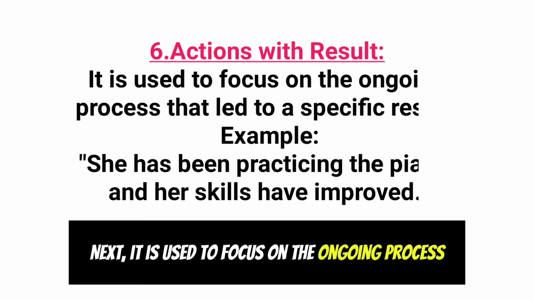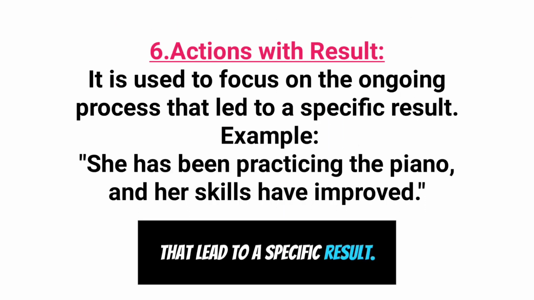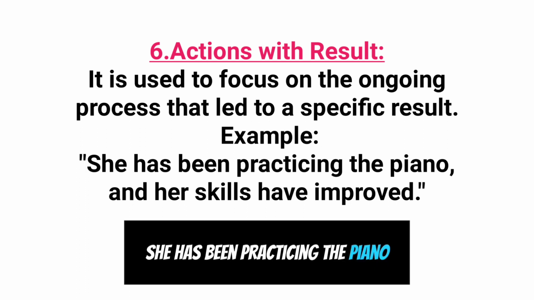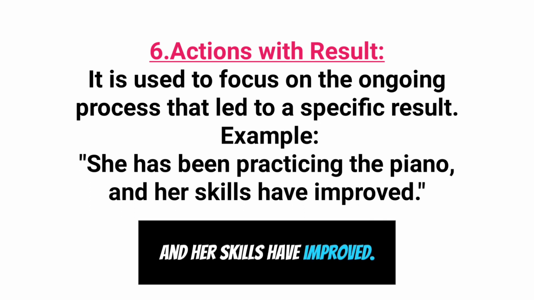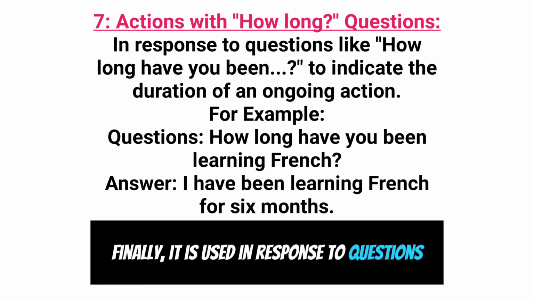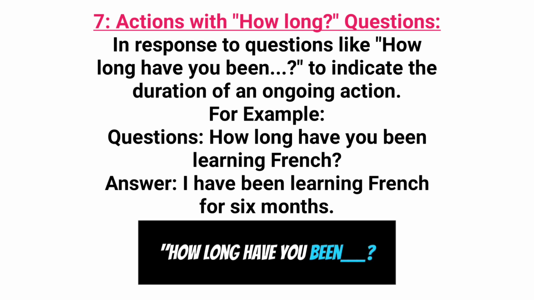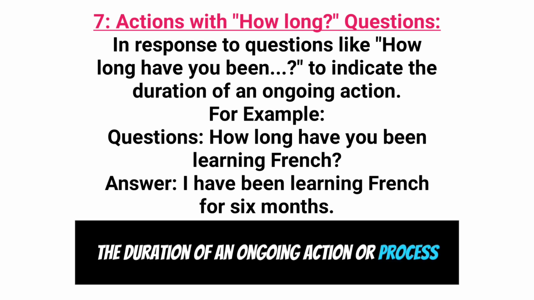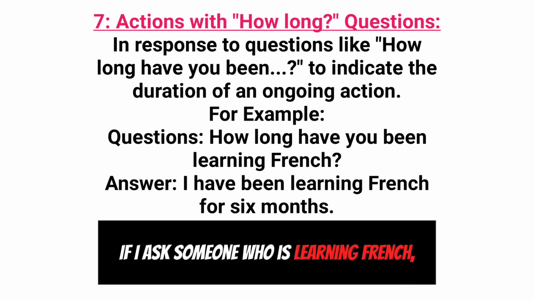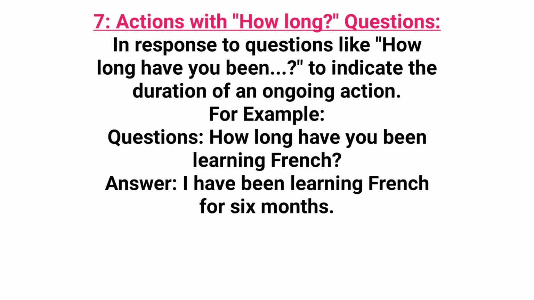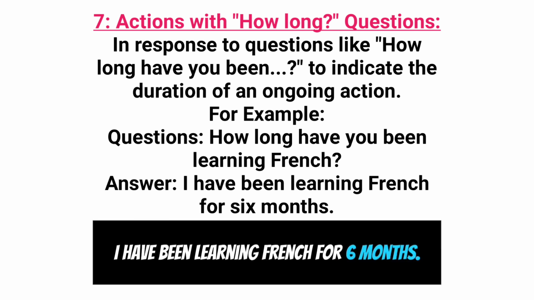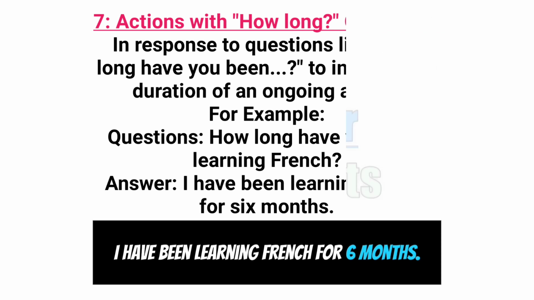Next, it is used to focus on the ongoing process that led to a specific result. For example, she has been practicing the piano, and her skills have improved. Finally, it is used in response to questions which start with how long have you been to indicate the duration of an ongoing action or process. For example, if I ask someone who is learning French, how long have you been learning French? His answer would be, I have been learning French for 6 months.